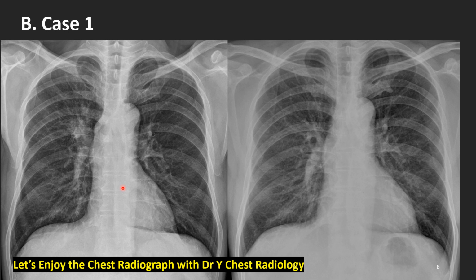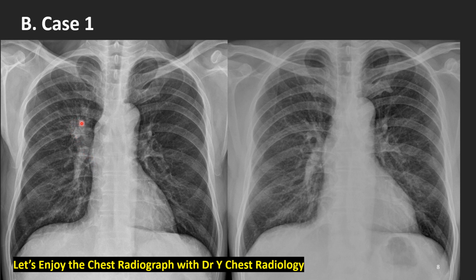Let's start the case. Case number 1. This is an old man's frontal chest radiograph. What do you see? What's wrong with this film? On the right side, this is 2 years before when he was okay, not abnormal. This is absolutely normal findings. Do you see something? Yes, right hilum.